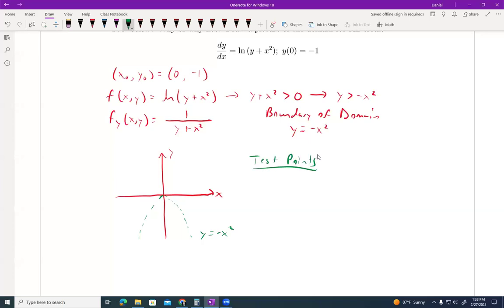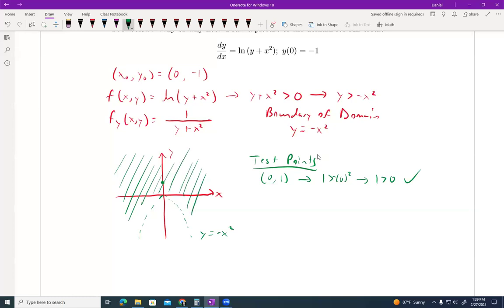Okay, let's say we use a test point above on the y-axis and below on the y-axis. So we could use 0, 1. If we try that out, we'll plug it into our inequality over here. We see that we get 1 is greater than -0 squared, right? But that's the same thing as saying that 1 is greater than 0, which is definitely true. So then this point right over here, 0, 1, is definitely part of the domain. So this entire region outside the parabola is part of the domain.